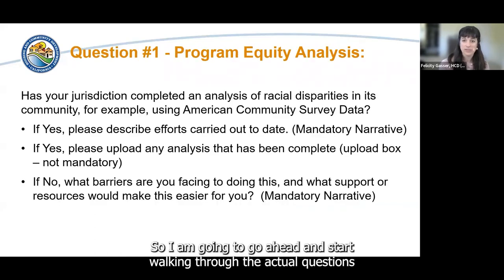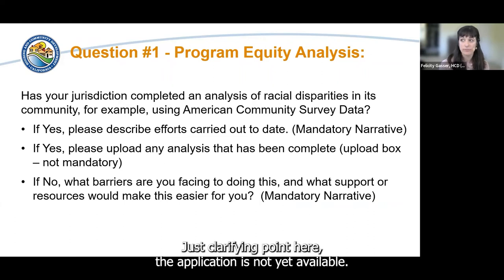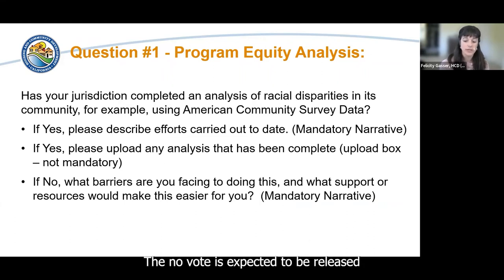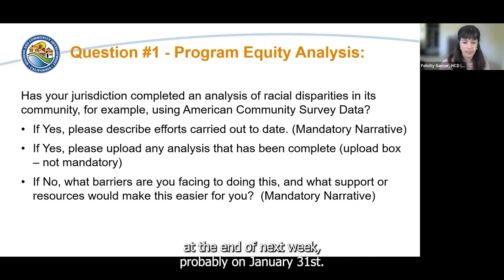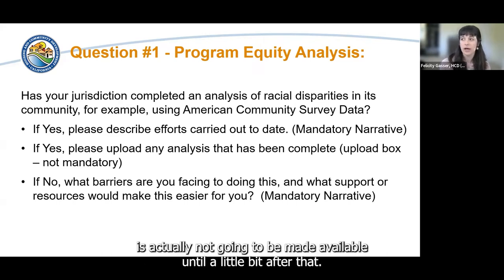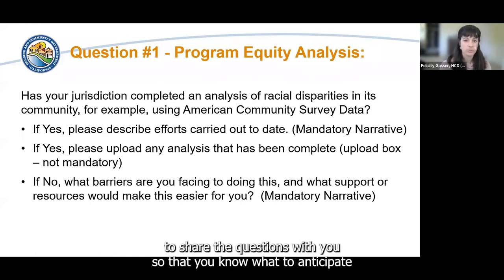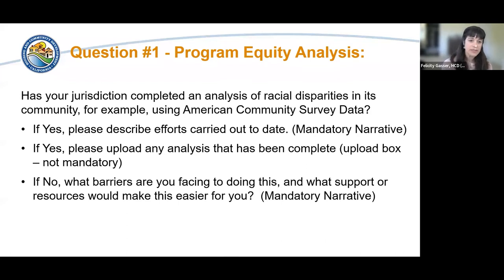So I am going to go ahead and start walking through the actual questions that you will see when you are able to access the application. Just clarifying point here, the application is not yet available. The NOFA is expected to be released at the end of next week, probably on January 31st, but it may be a couple days after that at the latest. And the application is actually not going to be made available until a little bit after that. We're still in the process of building it, but we have built this section, and so we're able to share the questions with you so that you know what to anticipate.